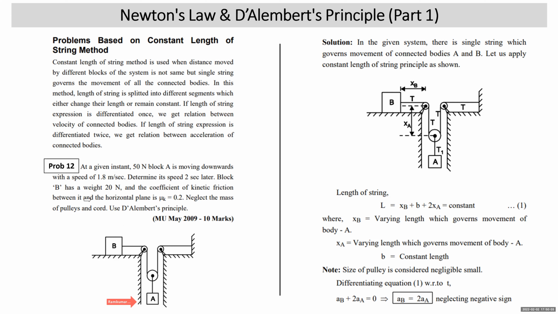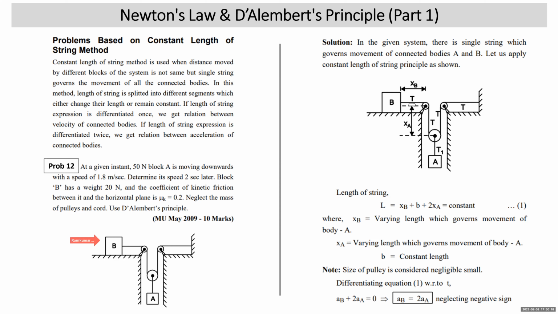Block B is of weight 20 Newton. The coefficient of kinetic friction between it and the horizontal plane is 0.2. Neglect the mass of pulleys and cord. Use D'Alembert's principle. Now, we draw the given diagram as it is.